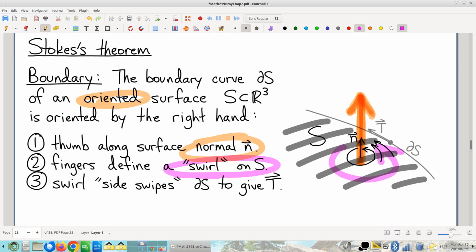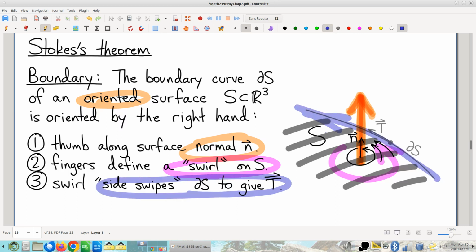And now you just look and see how that swirl, as you slide this whole thing closer and closer to the edge, closer and closer to this boundary that you're trying to orient, will sideswipe up against your boundary. Whatever direction of the sideswipe, that is the direction of the orientation on the boundary curve. So it's a pretty arbitrary rule, but it's a standard convention, and this is what everybody uses, so this is what we're using. And again, not optional. Does everybody see what the convention is?